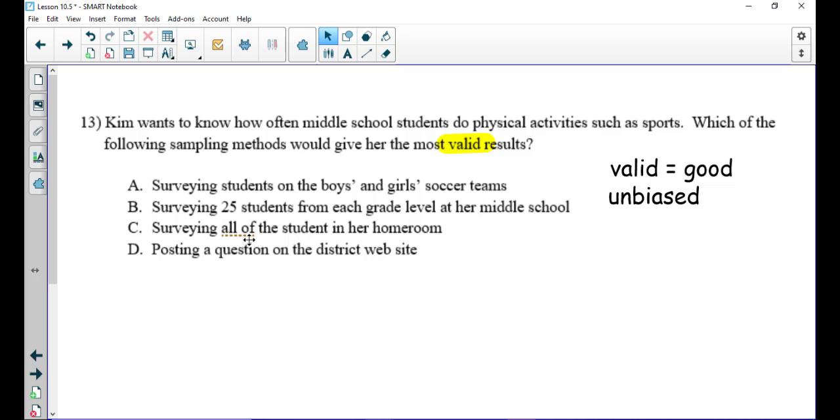Let's look at B, surveying 25 students from each grade level at her middle school. This seems like a systematic sample, so I'm thinking this is probably a pretty good one. C, surveying all of the students in her homeroom. Well, that's a convenient sample. That seems a lot like a convenient way to do this because it's easy. It's just one homeroom, which might just be one grade level. So that doesn't seem like the best.